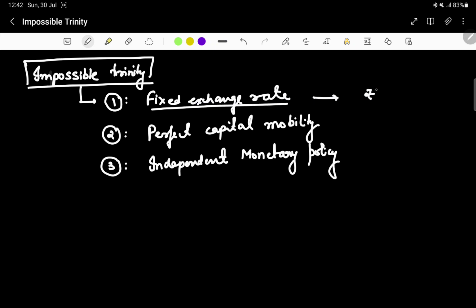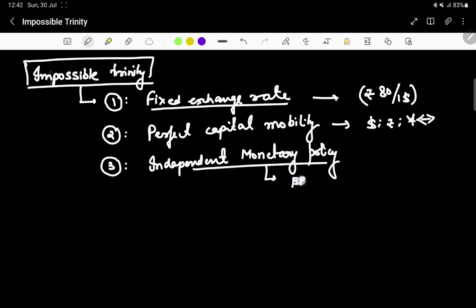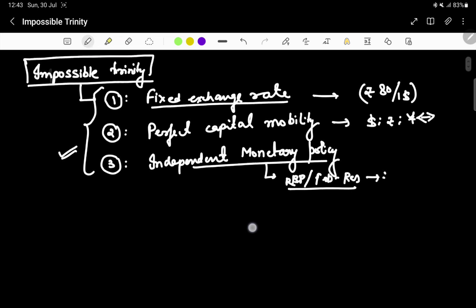Fixed exchange rate means that, let's say, we have 80 rupees a dollar. Perfect capital mobility means that dollars or rupees or any currency for that matter can move in and out of a country. And independent monetary policy means that the RBI or the Federal Reserve of the United States can practice their monetary policy independently. So under the impossible trinity, it is said that all these three conditions cannot be met simultaneously.